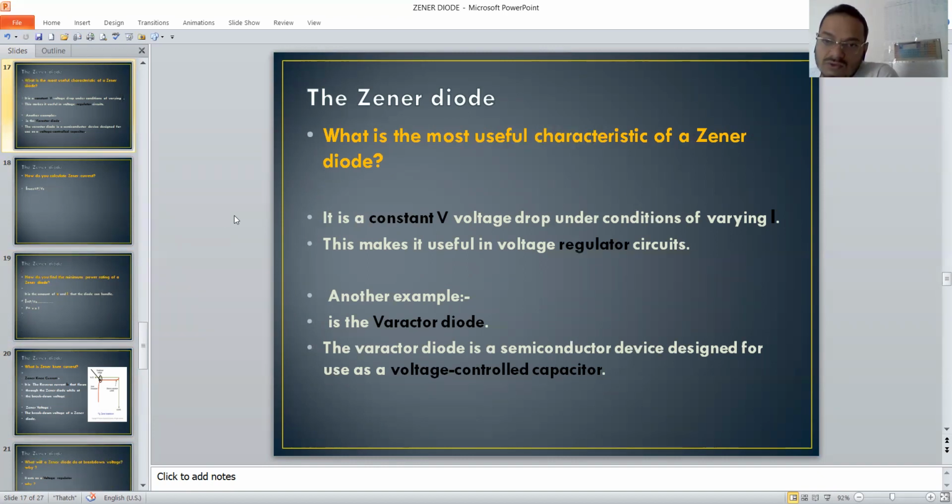Another example, not just regulator circuits, is the varactor diode. The varactor diode is a semiconductor device designed for use as a voltage controlled capacitor. Now we have two examples. The Zener diode at reverse bias is very beneficial to us because we use it as a regulator of circuits or voltage. And the varactor diode we use as a voltage controlled capacitor.